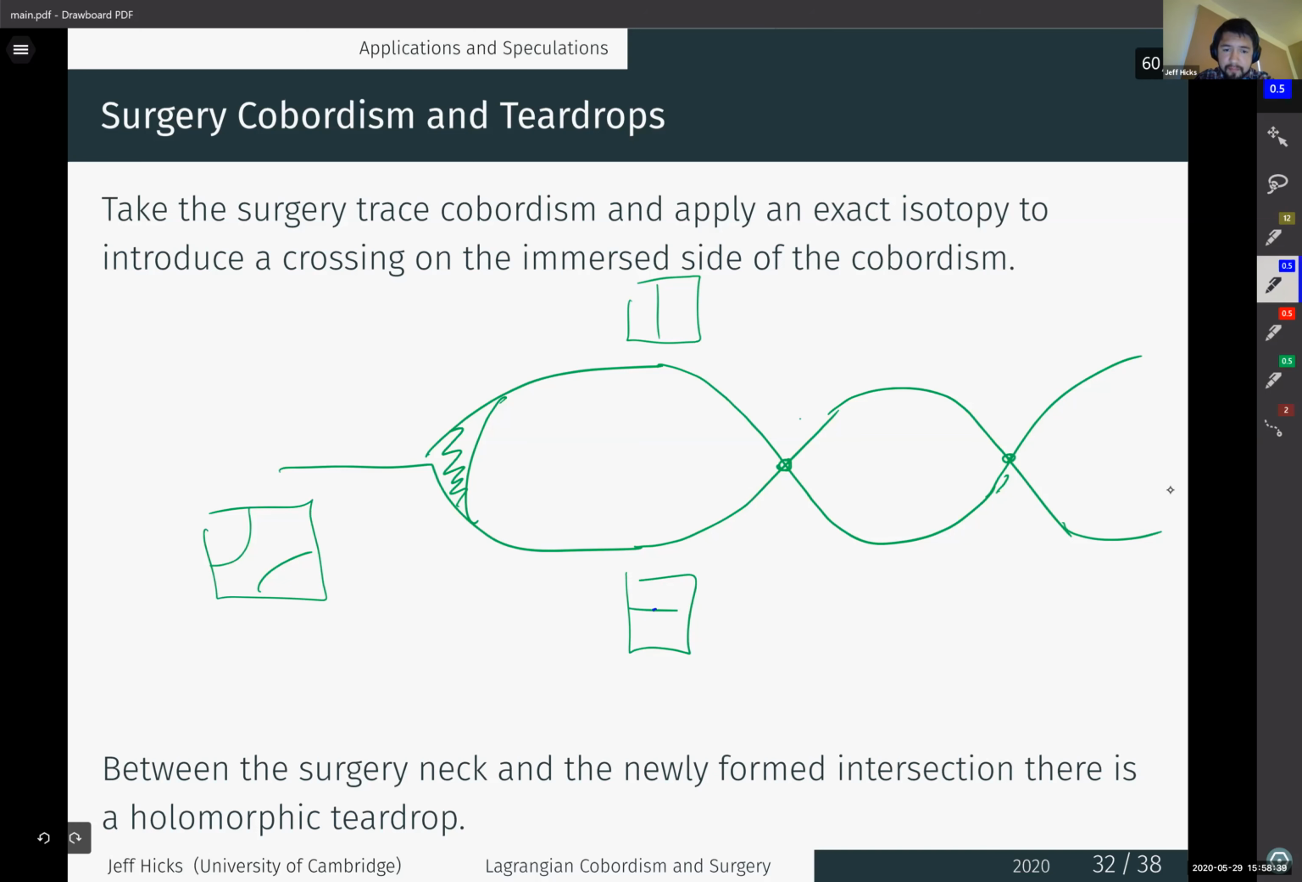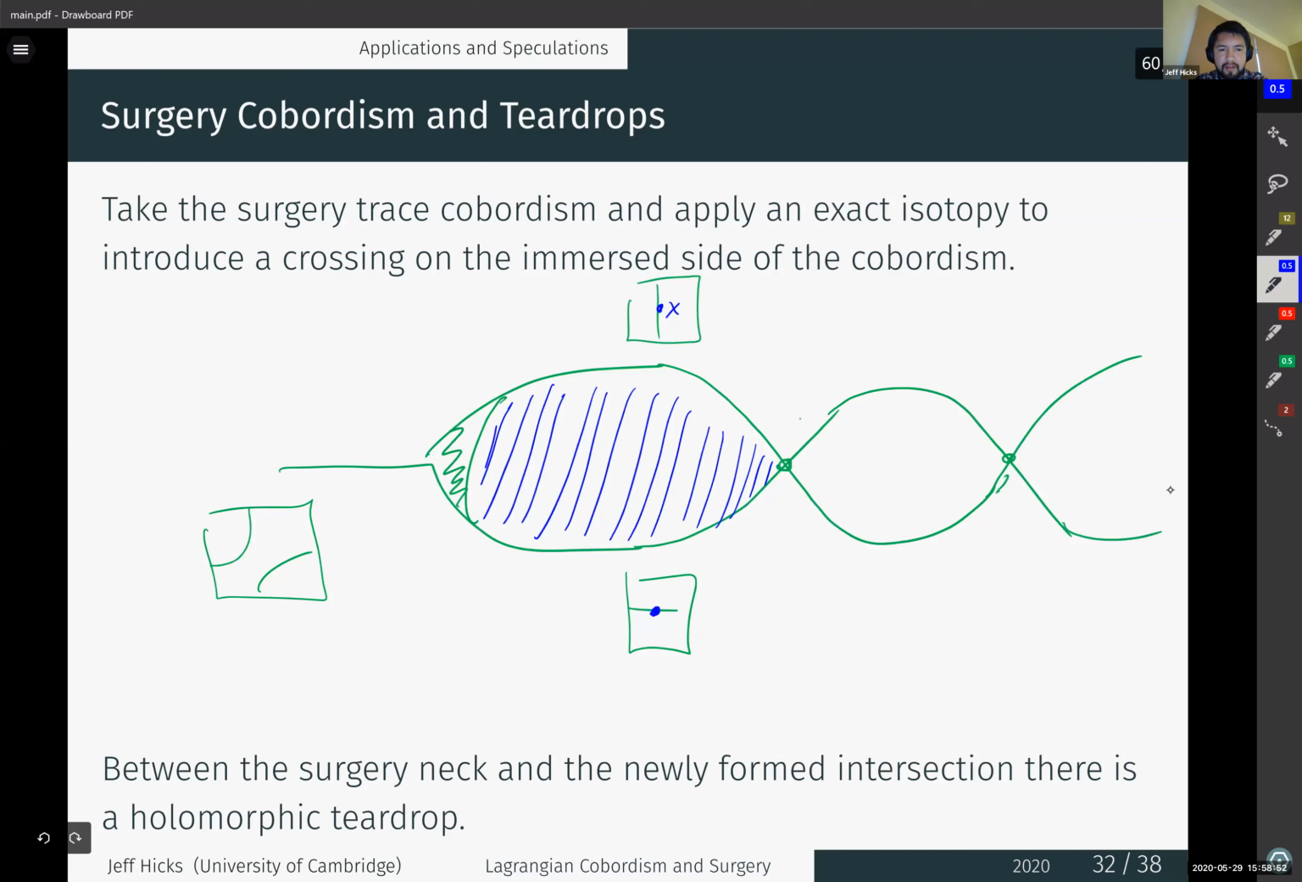Now, let's say that this self-intersection occurs at a point X. Then, over this region over here is a holomorphic teardrop, which you can exactly just parameterize by X comma Z, where Z is in C, and this entire cobordism is living inside of X cross C.